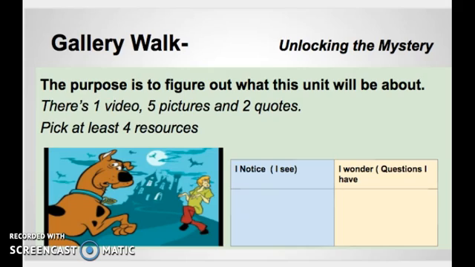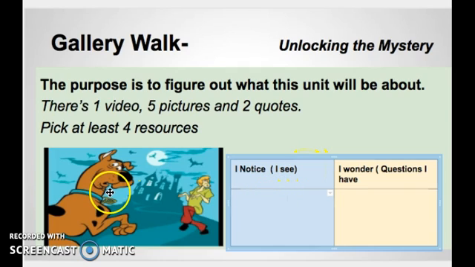So you're going to pick at least 4 resources, and you're going to write about them. You're going to write what do you notice? When I say notice, I mean, what do you physically see in the picture, right? So I see a dog in the picture. I see a human in the picture. I see a bat. I see the moon. I see a house or a mansion, right? Those are things that you see.